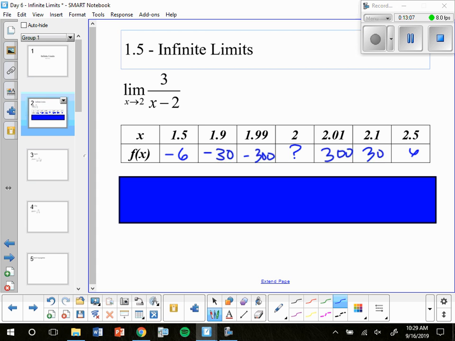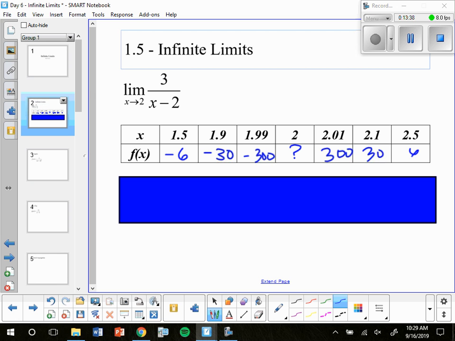If I plug in 1.9999999, what is this number practically? 1.9999999 minus 2 is practically 0. But this time it's practically 0, but it's negative. You see that? So 3 divided by practically 0 is going to infinity, but this time it's negative infinity because it's approaching from the other side.